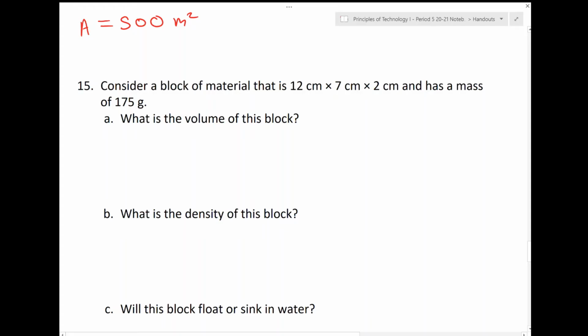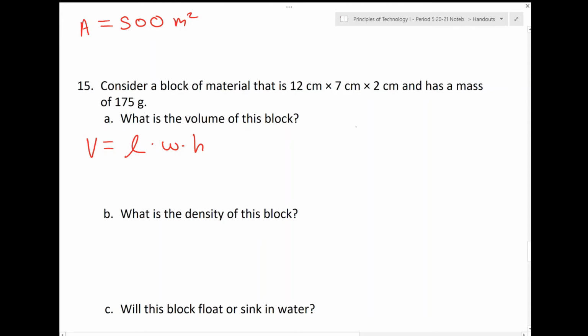Number 15. Consider a block of material that is 12 centimeters by 7 centimeters by 2 centimeters and has a mass of 175 grams. What is the volume of this block? So to find the volume of a block, which is a rectangular prism, we use the formula: volume is equal to length times width times height.